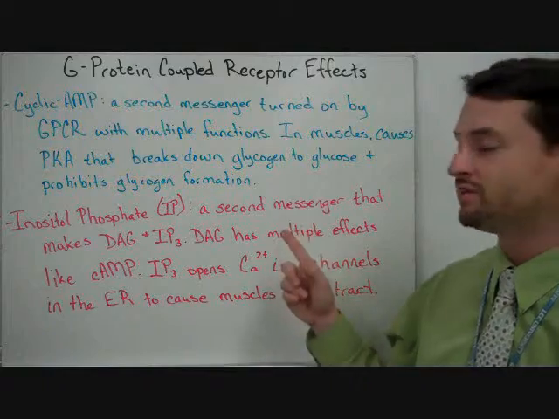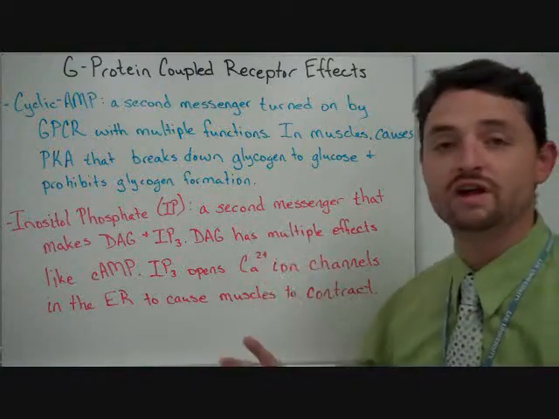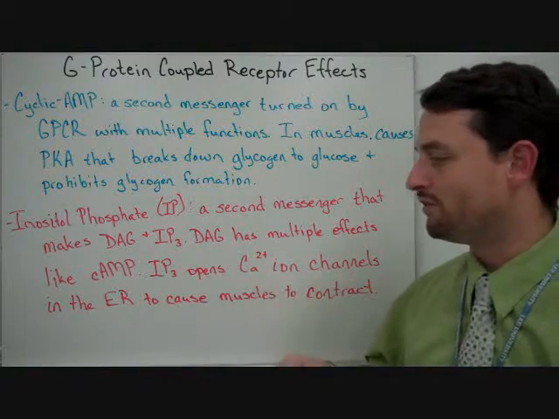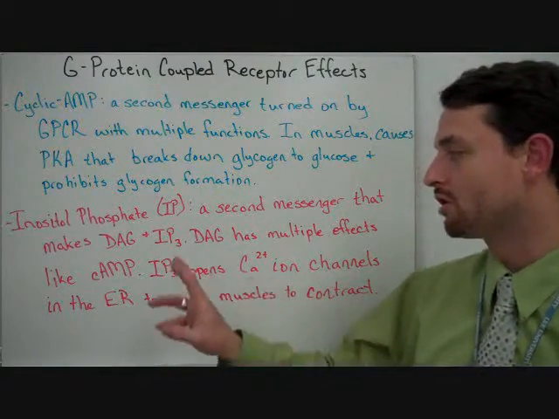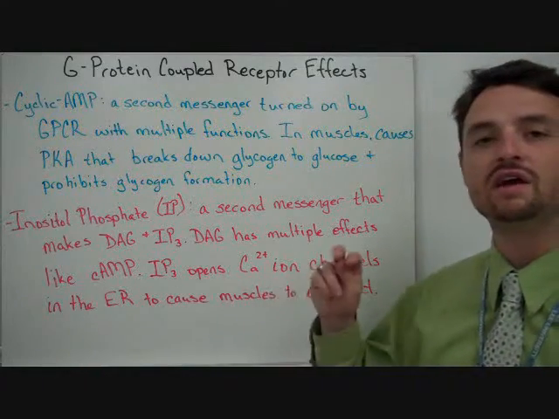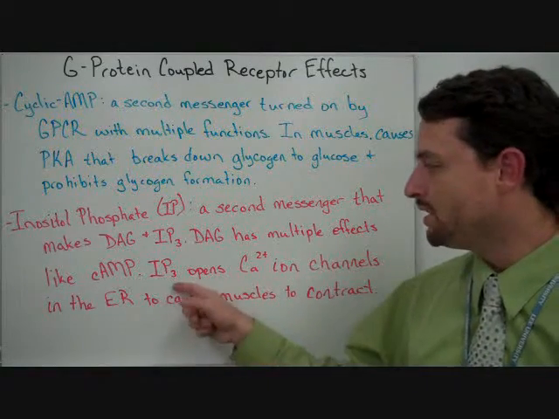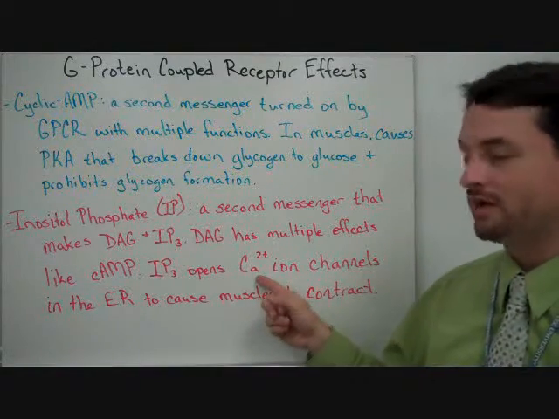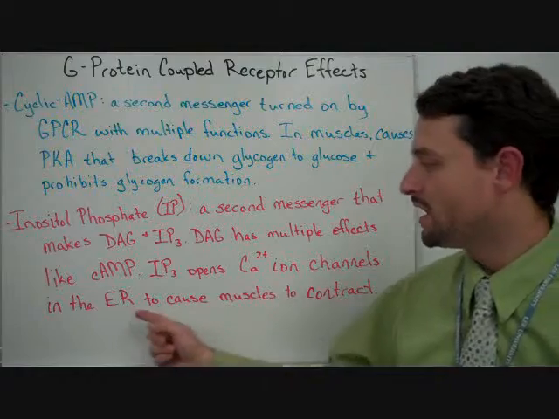This is also a second messenger, and it makes two very important molecules, DAG and IP3. DAG has multiple effects, just like cyclic AMP. We're not going to go into any detail on this right now. IP3 has a very interesting effect. When IP3 is created in this process, it will open calcium ion channels in the ER.